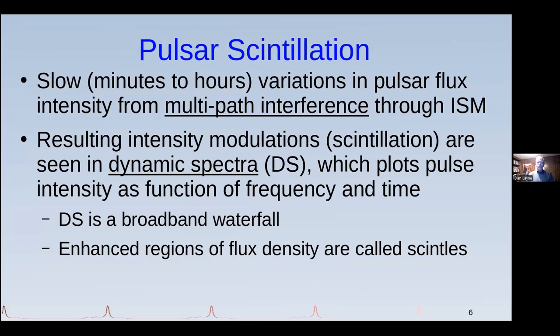Scintillation is this slow variation. It can cover minutes to hours in the pulsar flux intensity, and it's caused by multipath interference through the interstellar medium. The resulting scintillation, which is just the intensity modulation, can be seen in dynamic spectra. So the dynamic spectrum plots the pulse intensity as a function of frequency and time.